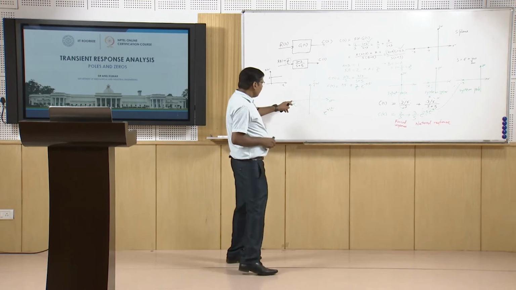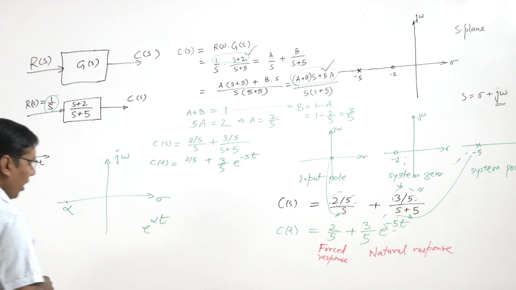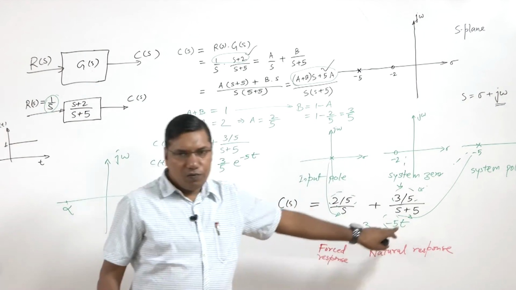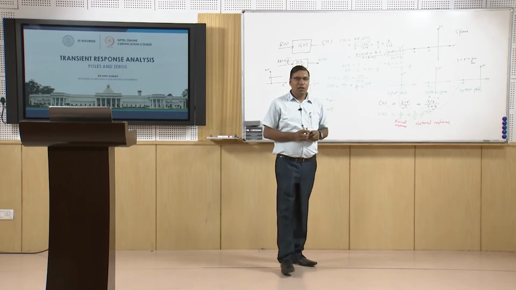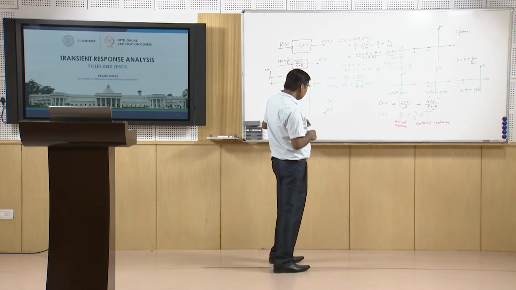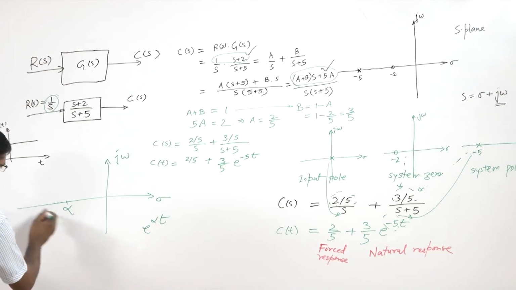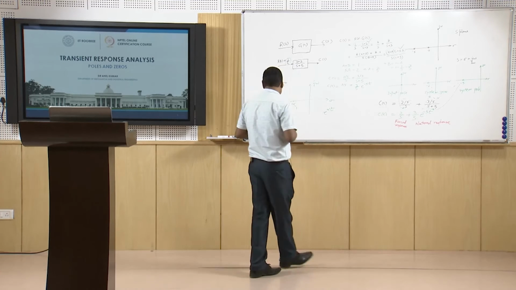Moreover, if alpha is far from the origin, this value will decay faster. So the transient response will decay to zero faster than for a smaller value. If this pole is moving, here is alpha 1, here is alpha 2. So e power alpha 2 t will decay faster than e power alpha 1 t.